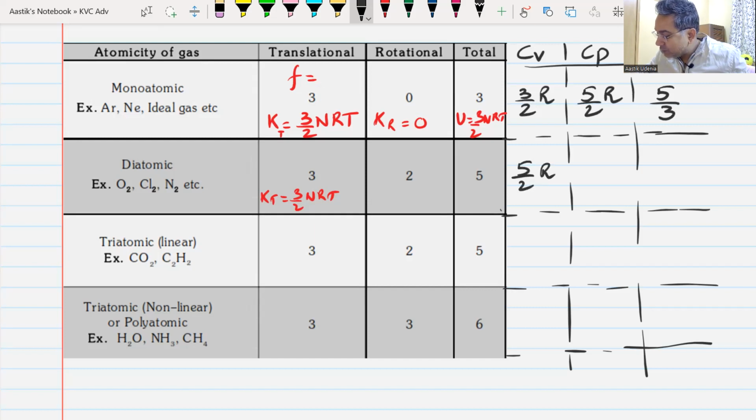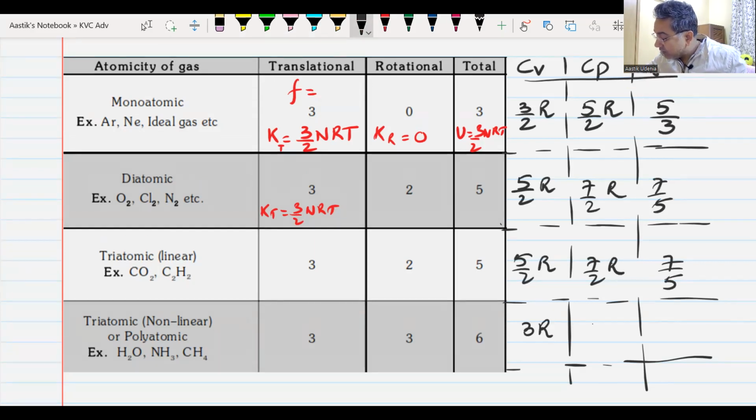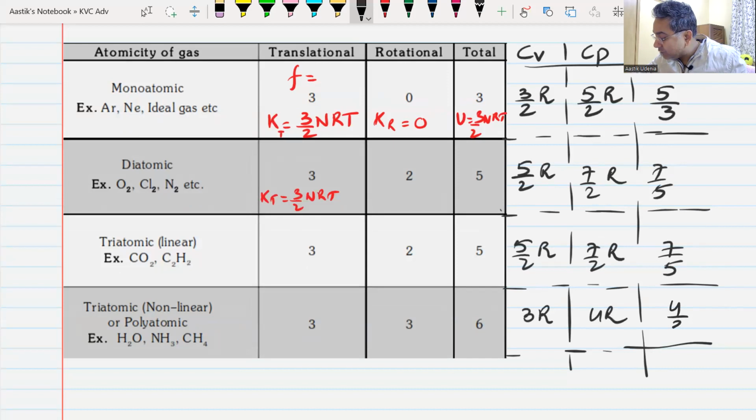This will be 5 by 2R, this will be 7 by 2R, and this will be 7 by 5. Why have I written 5 by 7? It is 7 by 5. Here it will be 3R, this will be 4R, and this will be 4 by 3.